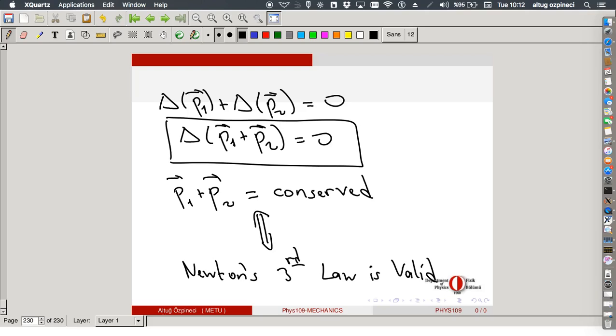You can just review your arguments from the last to the beginning. We derived this result assuming Newton's third law. If Newton's third law is valid, then we know that the momentum has to be conserved. If momentum is conserved, just follow these steps in reverse, and you will arrive at Newton's third law. So it's a direct consequence. You can say that momentum conservation is a direct consequence of Newton's third law, or Newton's third law is a direct consequence of momentum conservation. So we know in experiments that momentum is conserved. So Newton's third law has to be valid.